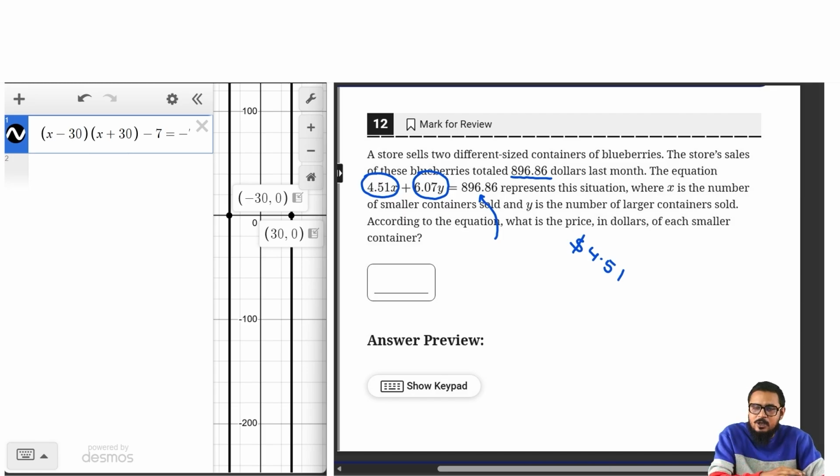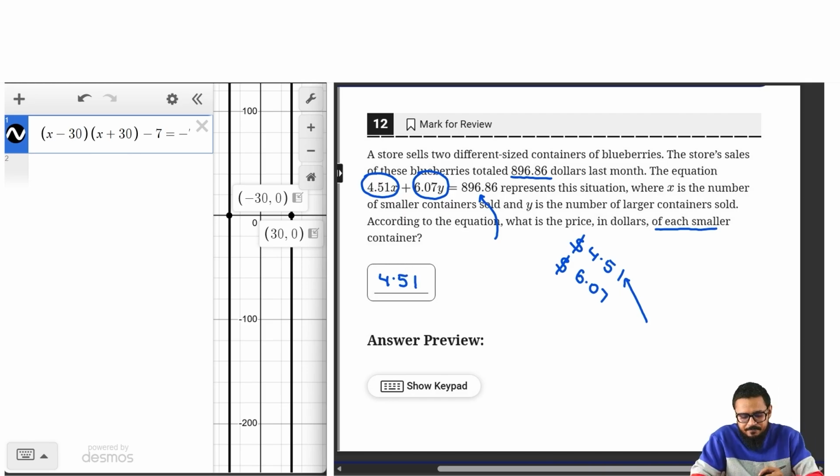And through the same logic, one large container would be costing you $6.07. And you have to find out the difference of these two prices. What is the price in dollars of each smaller container? No, you don't have to find out the difference. You just have to find out the price in dollars of each smaller container. And we did interpret that number as $4.51. I'm going to type 4.51 over here. So this is my answer for this question, which is $4.51.